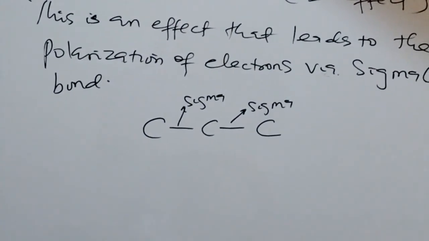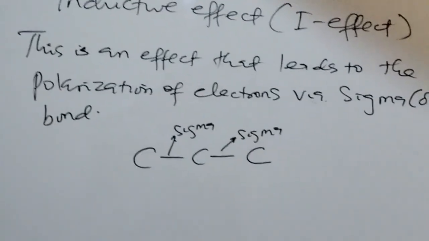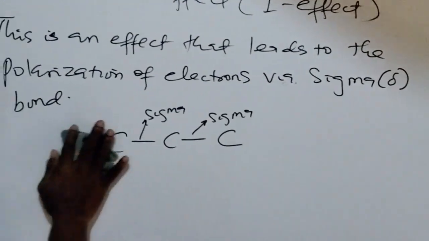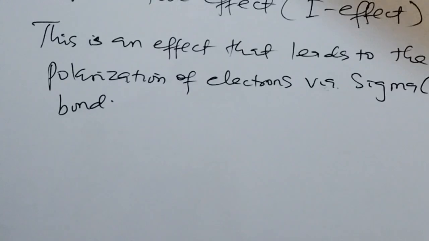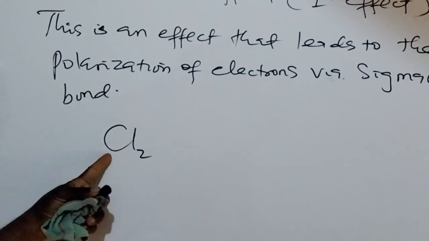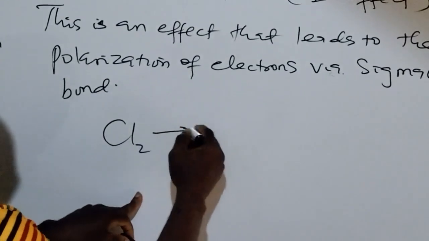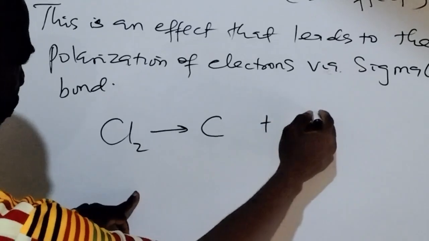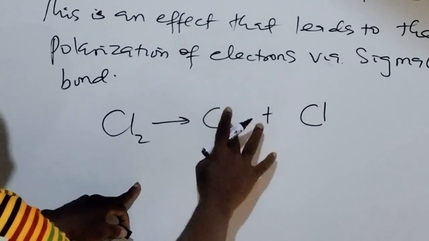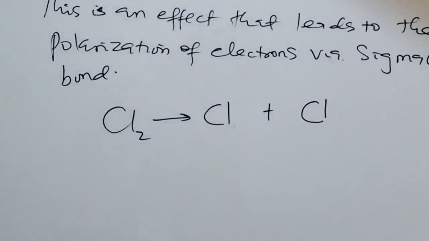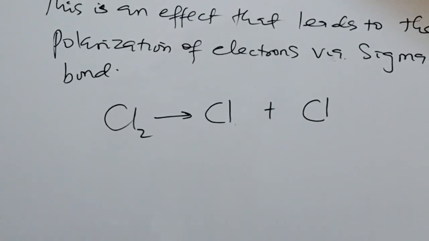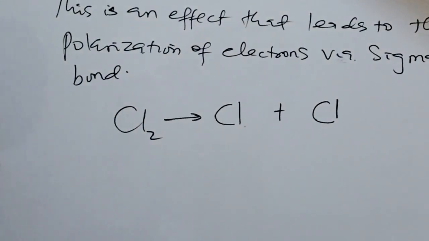Now, having done that, let us demonstrate how single bonds are formed before we start talking about inductive effect. Let's think of a molecule like the chlorine molecule. A chlorine molecule consists of two atoms. In your basic general chemistry at higher institution, whether polytechnic, university or college, you must have learned bonding. So let's look at bonding in the chlorine atom.